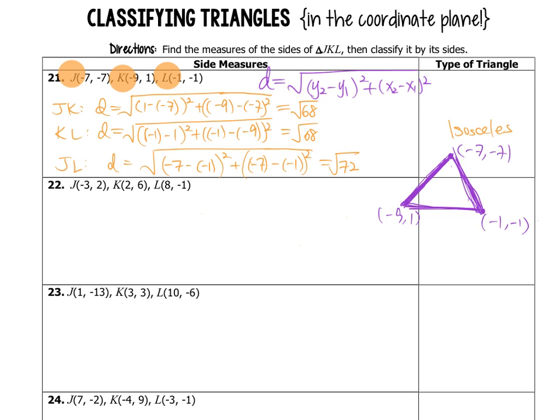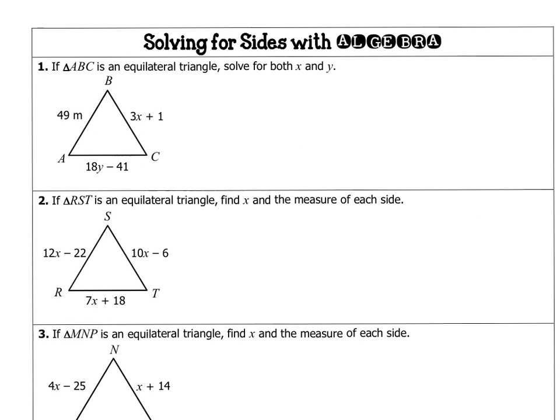Okay, so I am not going to demonstrate all of it. You should finish the rest of the page. Let's do number 20, you should finish number 22 and then finish number 24 on this page. So finally, we can also add a little bit of algebra in this as well. Let's see how we do this. If ABC is an equilateral triangle, solve for both x and y.